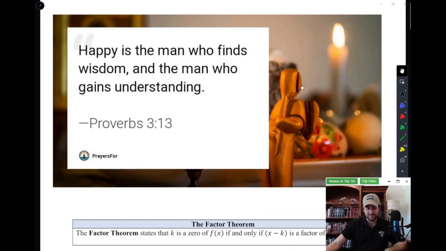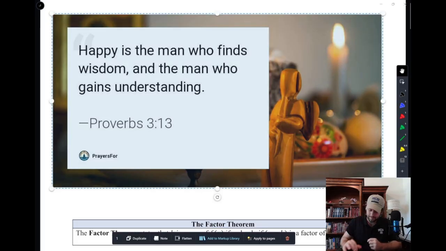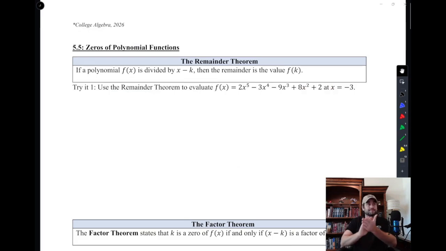So let's get started. Given that it's a heavy section, our scripture for today is just a simple proverb, a little bit of wisdom before we start. Happy is the man who finds wisdom and the man who gains understanding. Proverbs 3:13. All right, let's get rolling.